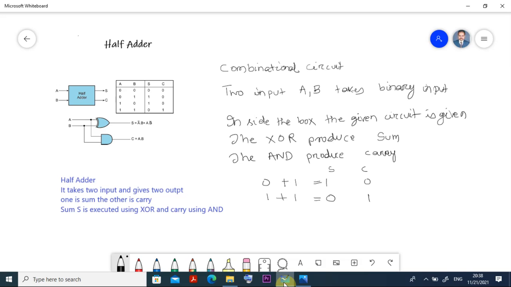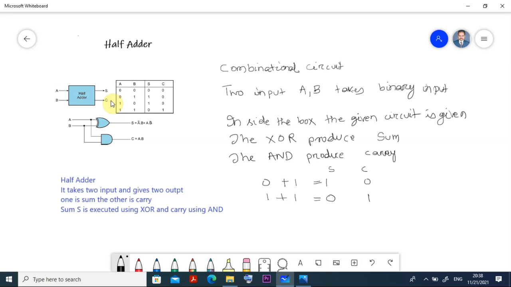You can see here I have given a combinational circuit, or combinational logic, whatever you say. On the left hand side, we will have two inputs. I connected it here first. So you can check it here. We are having two inputs A and B, and this is the combinational circuit that is given.